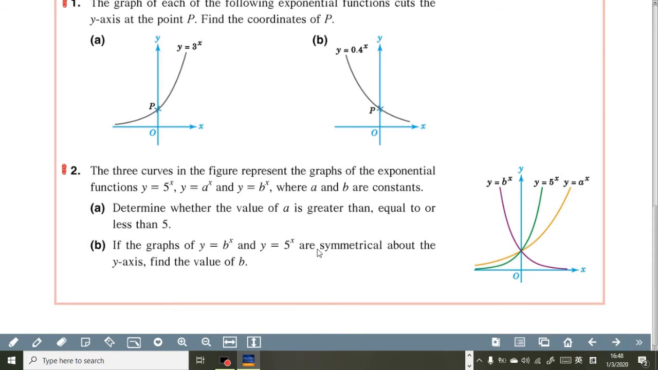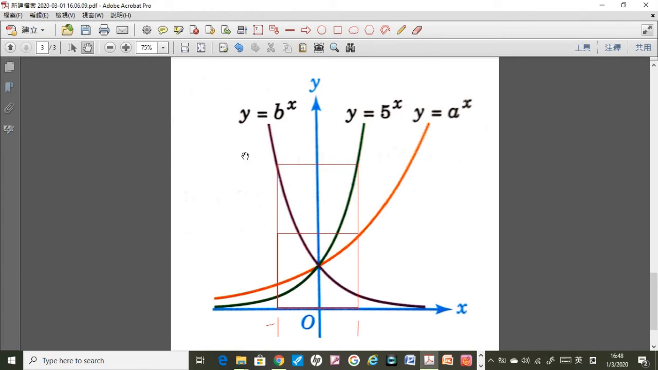Here, what's the meaning of symmetric about the y-axis? It means that the y-axis is the mirror. This graph is reflected to here. So we can observe the graph like this. We can draw a line which is passing through 1 and -1 of your x-axis, and also on the graph of y equal to a to the power x.